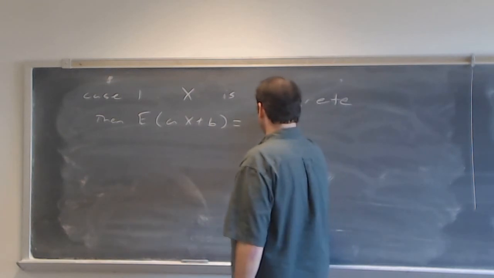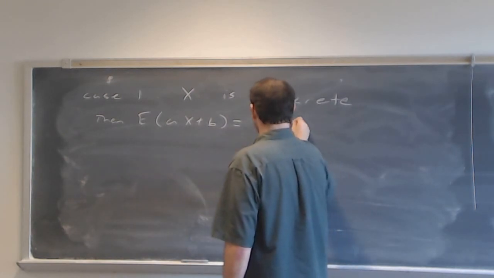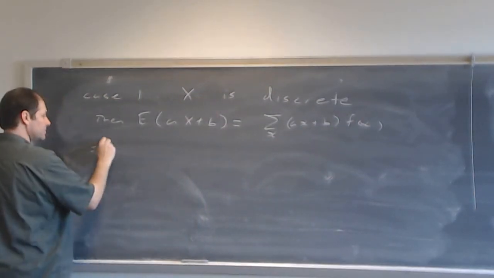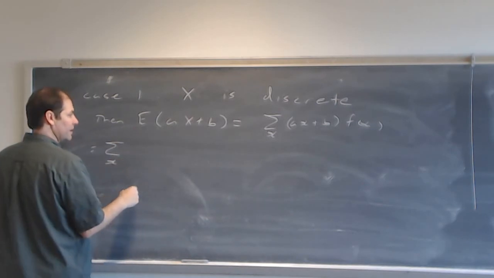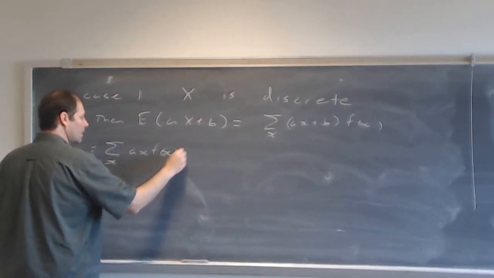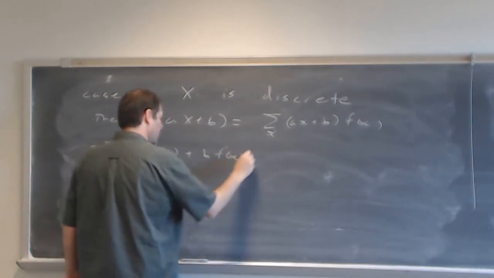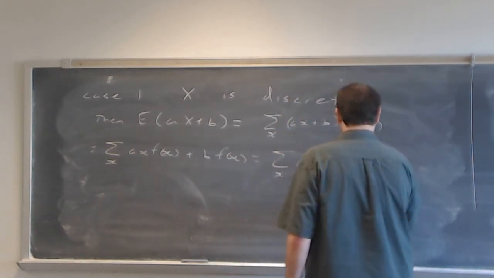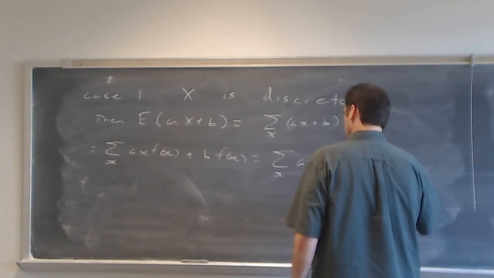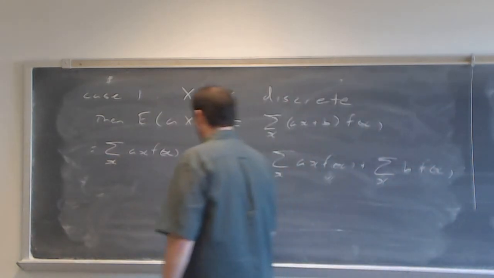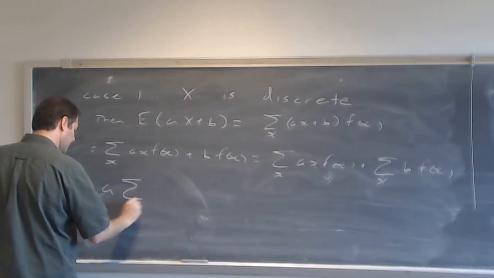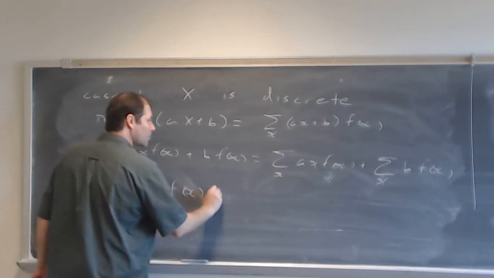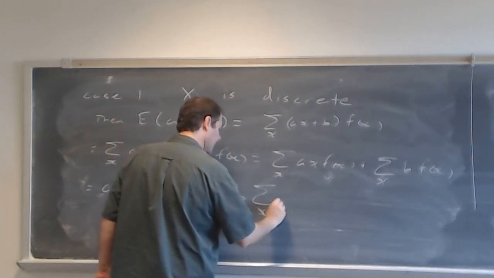With a discrete random variable, that's the sum over all possible x values of ax plus b times f of x, which I can break up by distributing the f of x: ax times f of x plus b times f of x. I can break that into two sums: the sum over x values of ax f of x plus the sum over the x values of b times f of x. The a is a constant, so I'll pull it out of the sum, x f of x, plus the b is a constant in the second sum, so I'll pull it out, f of x.